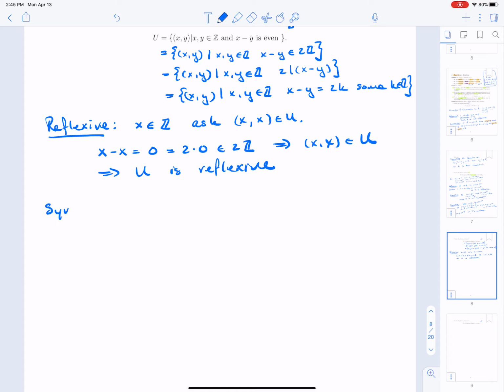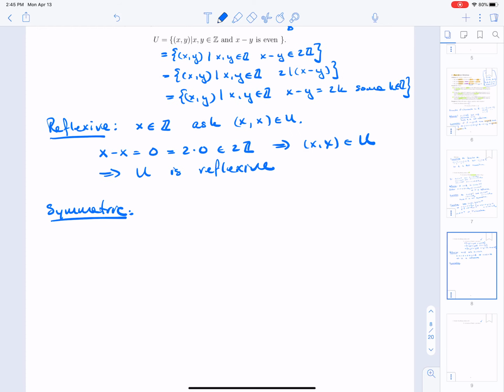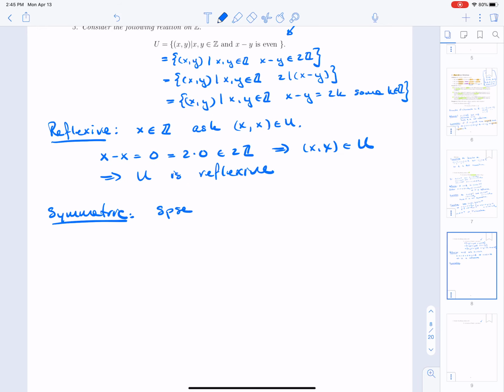How about symmetric? How do we start symmetric? Symmetric says anytime x, y is in there, then y, x is there. So now we start differently. We suppose that we have an element inside of our relation, and we want to know whether the ordered pair in the opposite order is in our relation. So we start with what we know. Because x, y is in the relation, x minus y is a multiple of 2. So we've got x minus y is equal to 2 times k for some integer k.